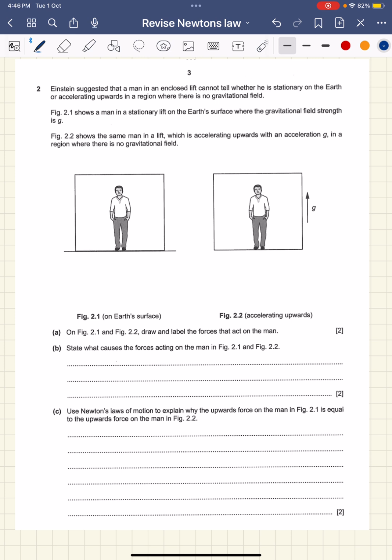Now for part A, we are to draw and label the forces that act on the man. After you have read through carefully, you will see that figure 2.1 is on the Earth's surface, where there is a gravitational field acting on the man. Therefore, we can still proceed as we usually do. Draw a straight arrow coming down.